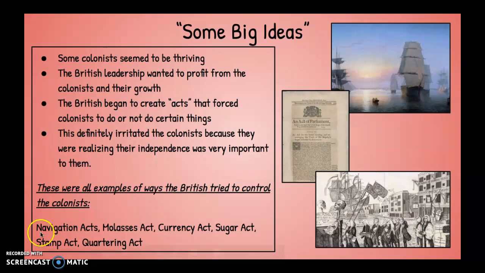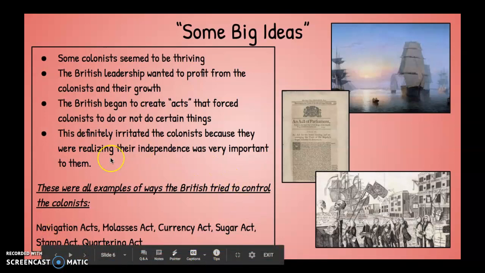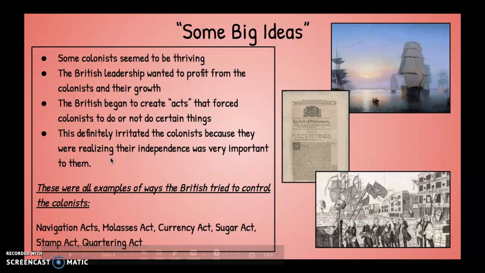So at the bottom half of this box here, it says these were all examples of ways the British tried to control the colonists. These are just basic examples: Navigation Acts, Molasses Act, currency, sugar, stamp, quartering. All of these examples were ways that the British said, ooh, we can get money from the colonists and use it to our advantage. Well, colonists said, you didn't give us any say in that decision, and we're put in a position where we're upset.